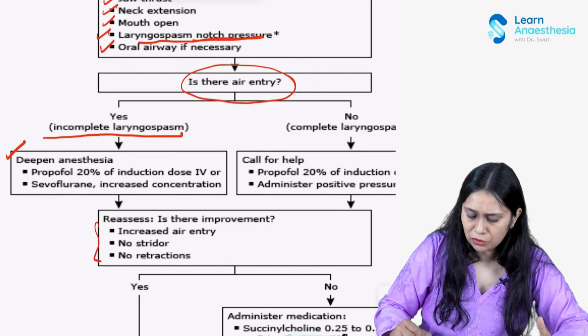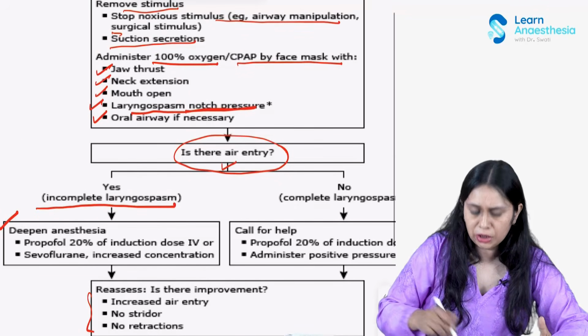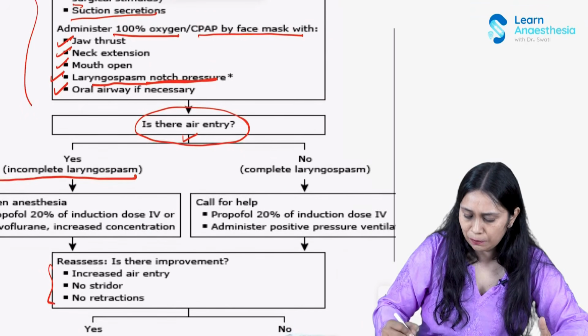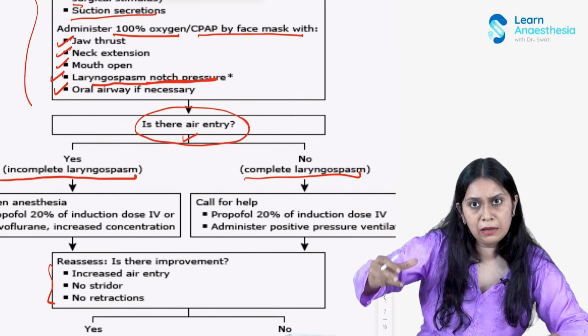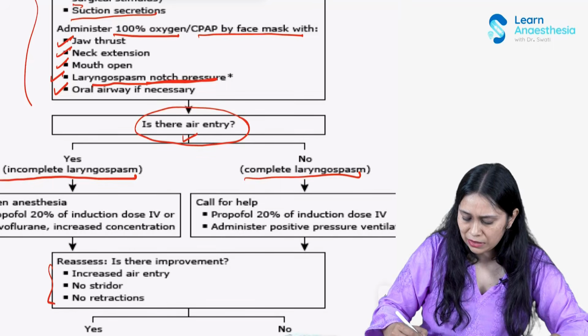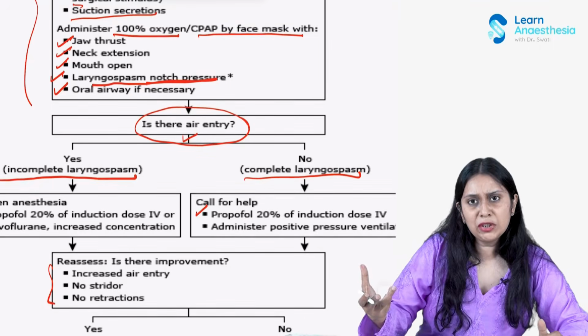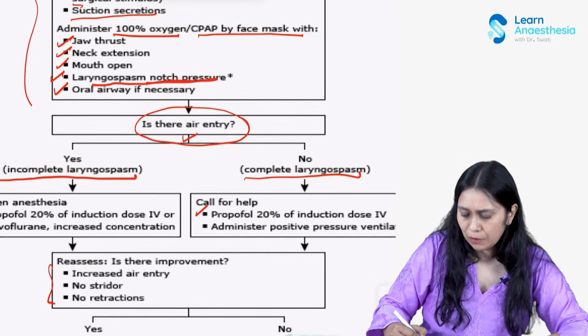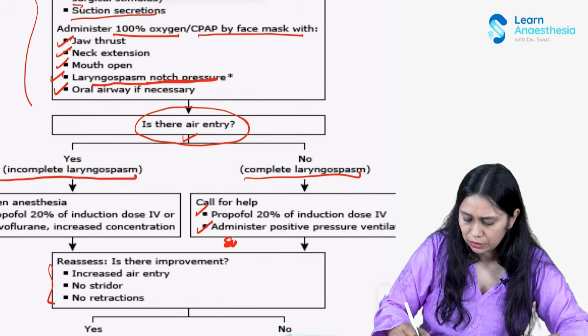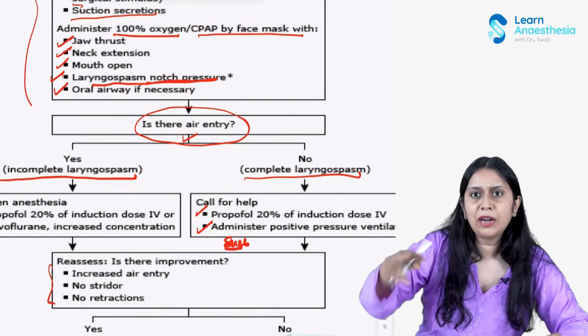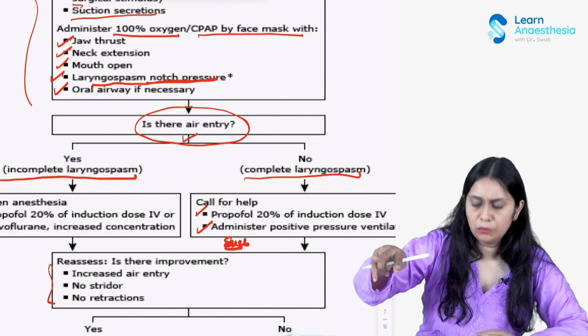But if there is no air entry after our initial interventions, then it is a complete laryngospasm and it's very much an emergency. Immediately call for help, and administer propofol to deepen the plane of anesthesia, positive pressure ventilation, and we can here give succinylcholine to the patient, and we can try to open the larynx, open the vocal cord.